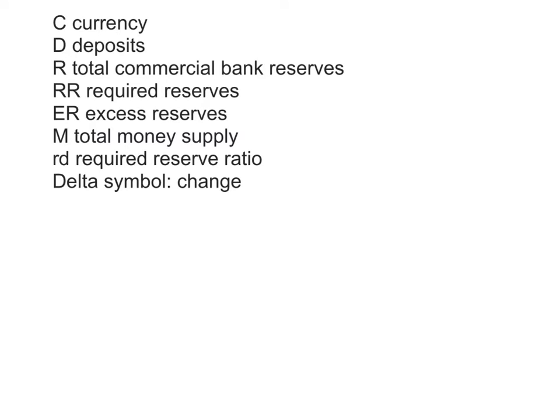R with subscript D is the required reserve ratio. That's the amount of reserves that need to be held expressed as a percent of D, percent of total deposits at banks. So in the example we had before, that R_D thing was 10%. And the delta symbol, like the triangle symbol, means change.